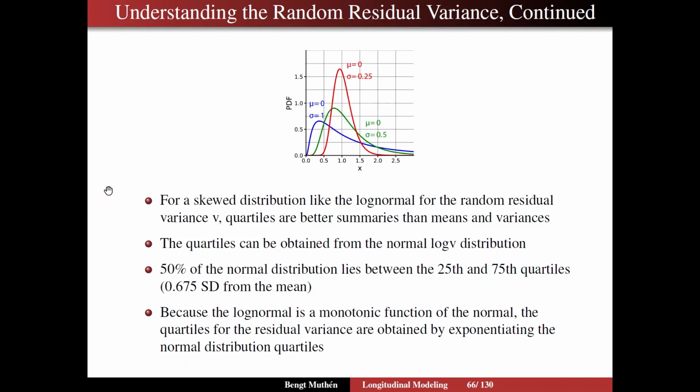Repeating the picture, I'm stating that for a skew distribution, like the log normal, quartiles are better summaries than means and variances. You can't just have plus or minus 1 standard deviation telling you something important about the non-normal skew distribution. Interestingly, the quartiles can be obtained from the normal log V distribution, which is the distribution we work with here in the program.